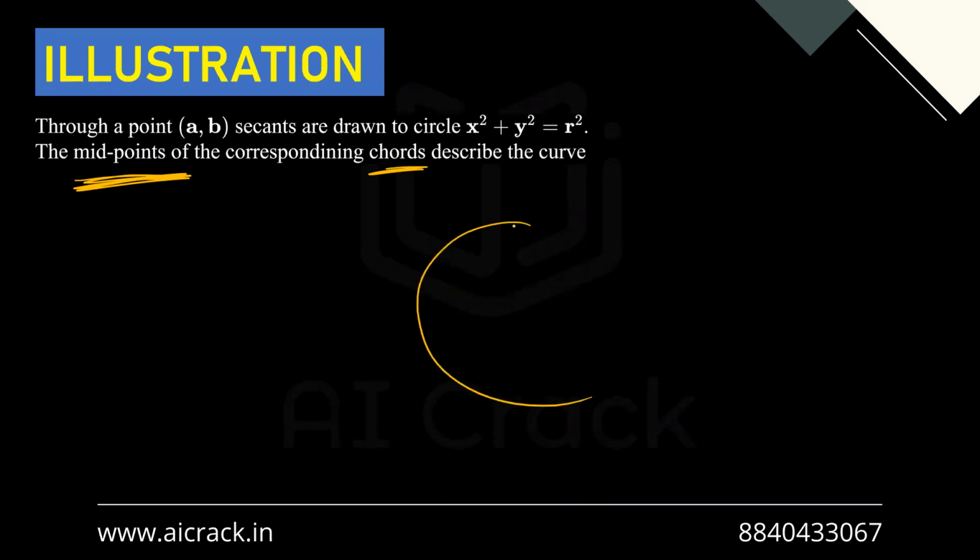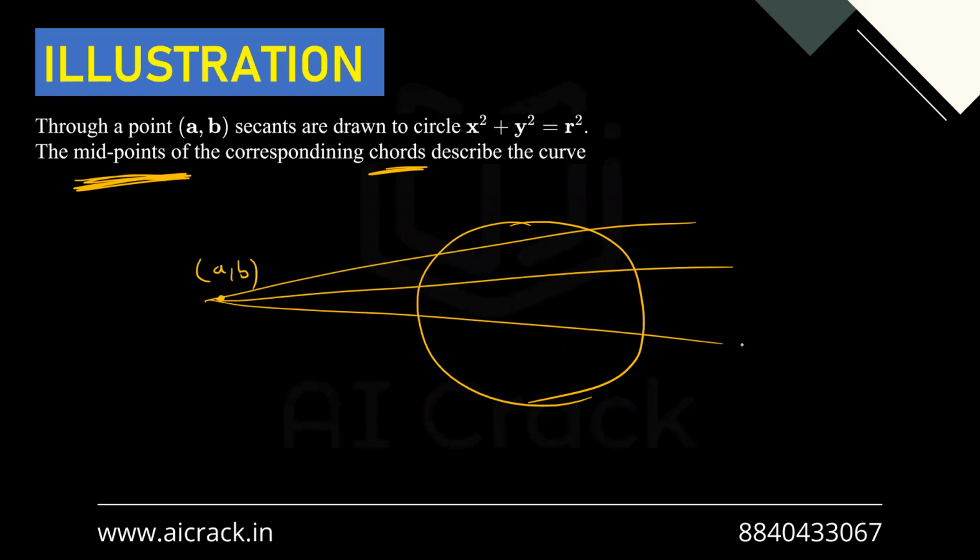So we have this circle and we have this given point (a, b) over here, and we are drawing secants from this particular point onto the circle. Every chord has a particular midpoint, and we have to find out the locus of this curve, whatever it is forming.